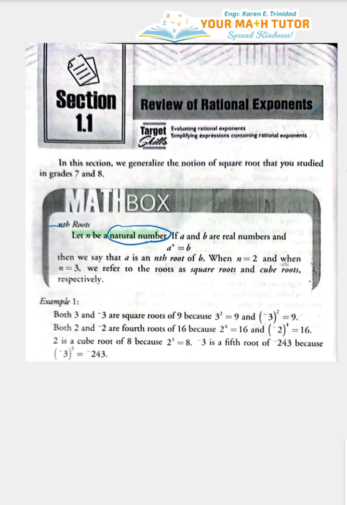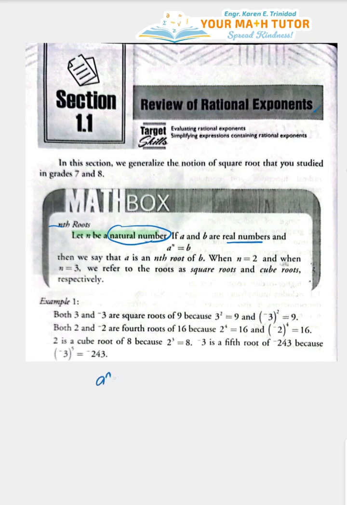So it says here that n is a natural number. What is a natural number? Natural numbers are positive integers such as 0, 1, 2, 3, and so on. And real numbers, what are real numbers? Real numbers are all numbers that can be found on a number line, including both rational numbers, those that can be expressed as fractions, and irrational numbers.